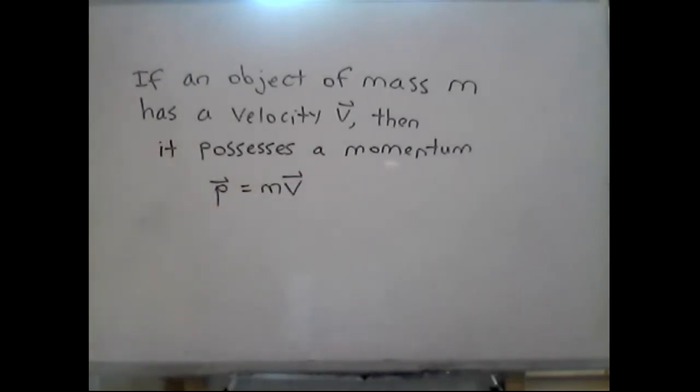Now, the velocity is a vector. The mass is a scalar. A scalar times a vector is a vector. So p is, I don't know why we always use the lowercase letter p for momentum, but we do in the physics community. But p is a vector.